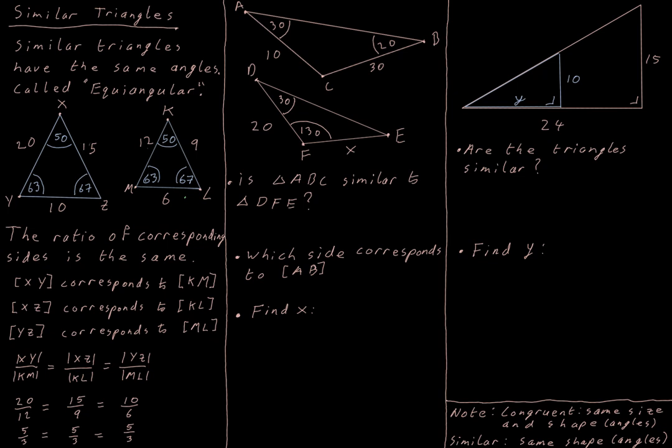So these are not identical triangles, but they are in a sense in the same shape. They're in the same form. They change in the same way. And what we will see is that the sides that correspond to each other, the sides that are in the same relative position, their ratios are always the same.